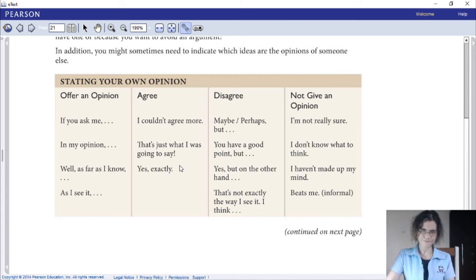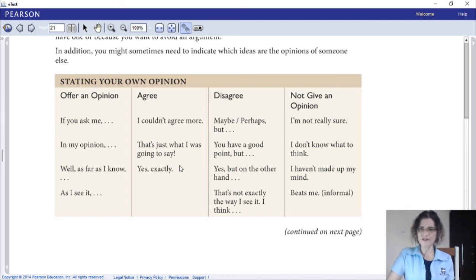of someone else. Now here in this table, it shows us stating your own opinion, like when you offer an opinion. For example, "In my opinion," "Well, as far as I know," "As I see it," or for example, agree: "I couldn't agree more." "That's just what I was going to say." Or "Yes, exactly." Or disagreeing: "Maybe, perhaps, but you have a good point, but yes, but on the other hand," "That's not exactly the way I see it," "I think."